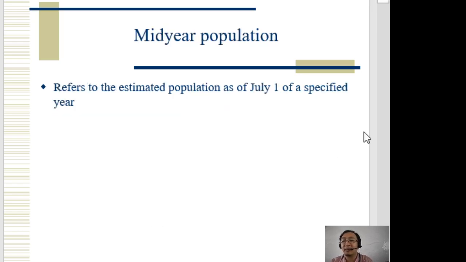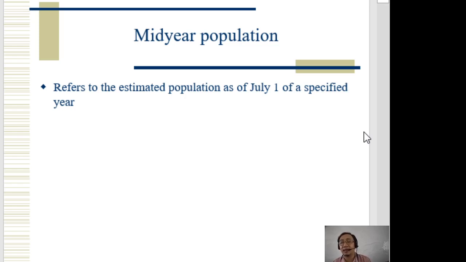Next is mid-year population. Mid-year population refers to the estimated population as of July 1 of a specified year. So we are taking July 1 as the half of the year, the mid date of the year. This also assumes that all indicators for the first 6 months of the year are equal throughout the year.